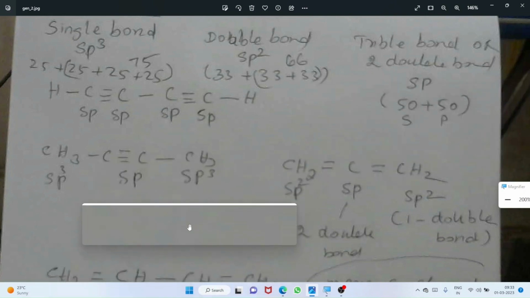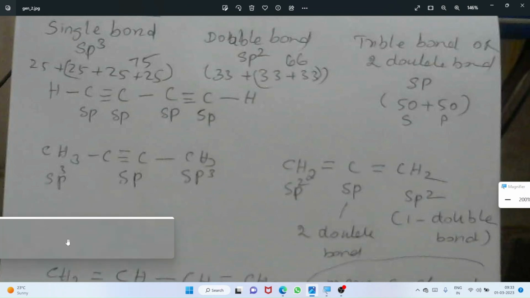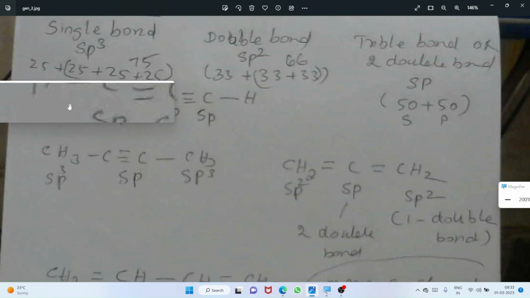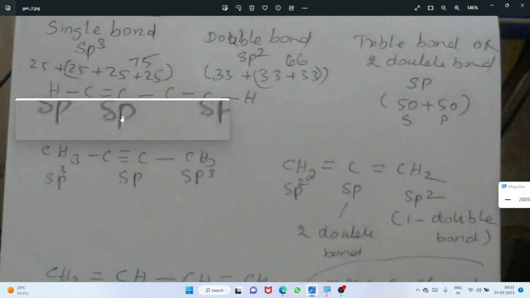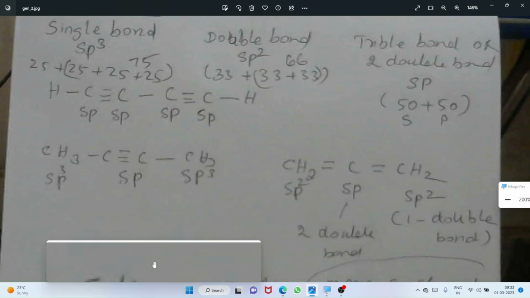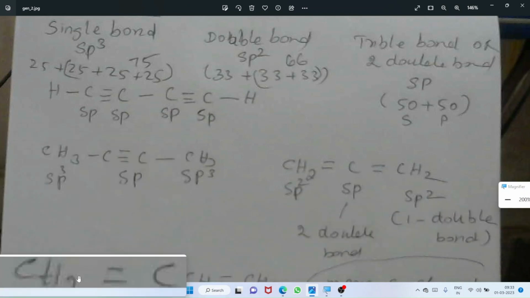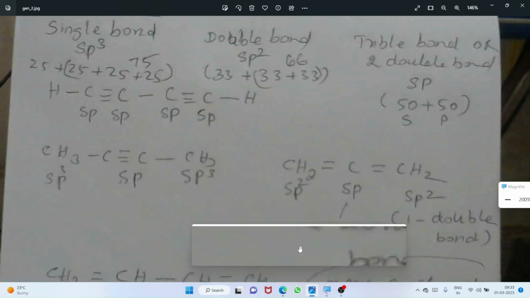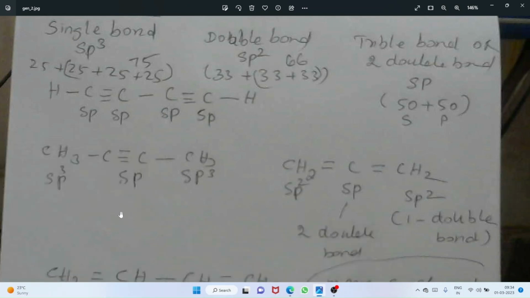Examples of sp3 and sp are shown. In this compound, we have sp here because of the triple bond. This is also sp. Now in this compound, we see only single bonds, so sp3 hybridization. Here we have a triple bond, so this is sp hybridization. Here also single bond, sp3 hybridization.